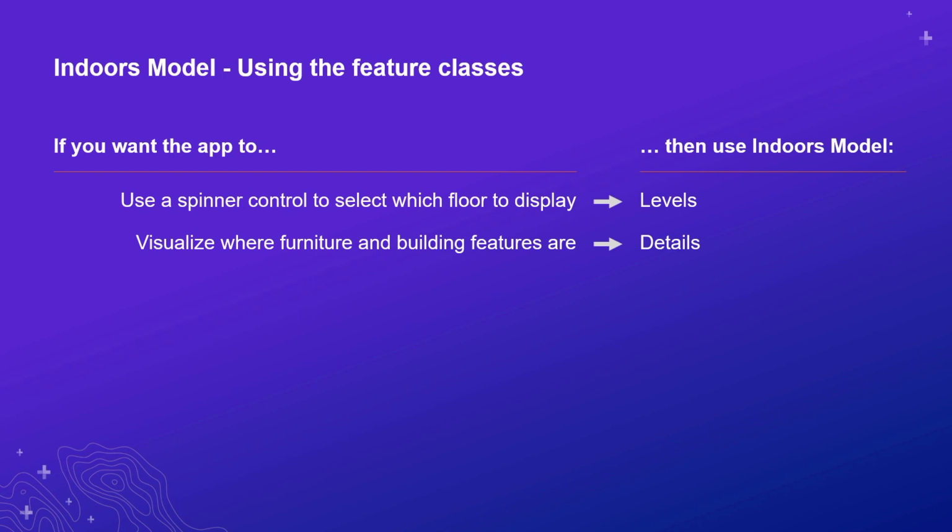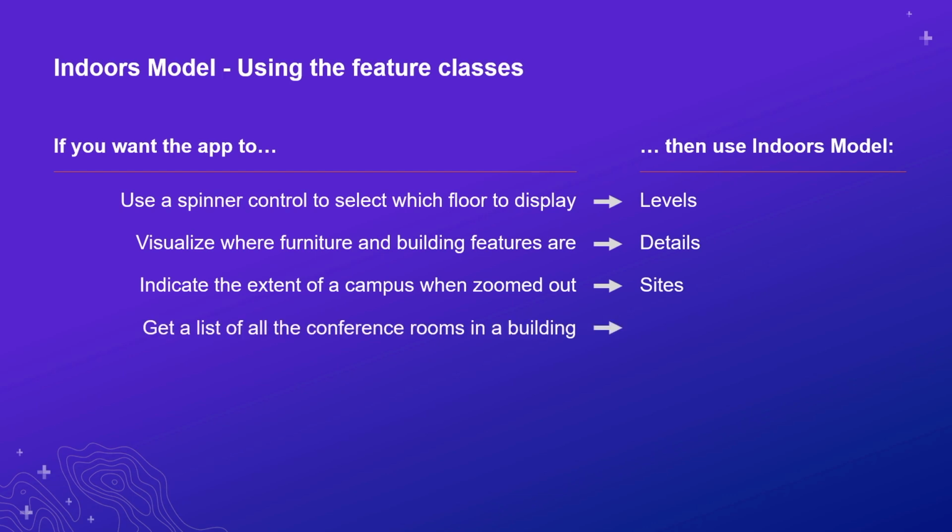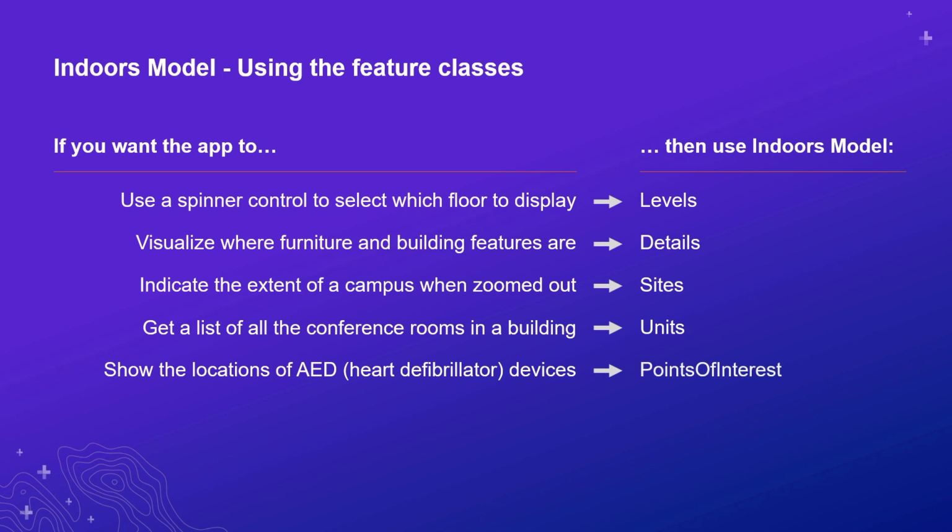How about indicating the full extent of the organization's campus? For this one, the Sites is right. To have the app get a list of conference rooms in the building, we would look at which feature class? You know, it's Units. What if we want the app to show users where the AEDs are located on campus? If you said Points of Interest, well done you.